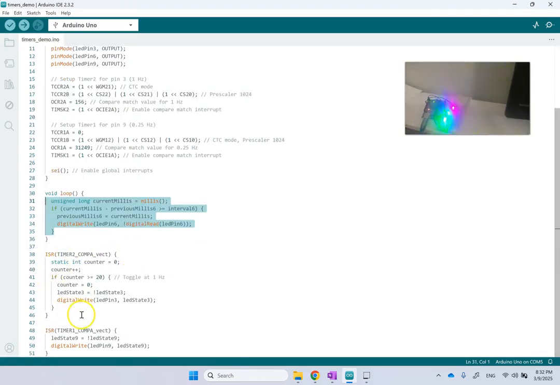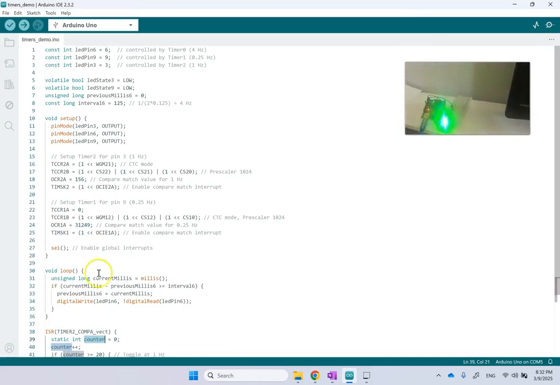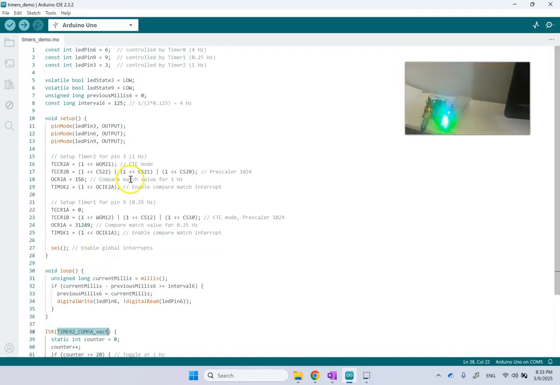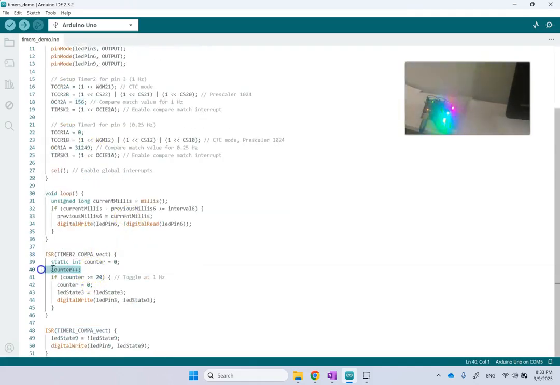And what are my interrupt routine functions? If timer 2 is activated, what does it do? So here what it does is it has this local counter variable, and each time that timer number 2 reaches the value of 156, this counter is going to go up. And when this counter reaches 20, it's going to be reset, and the LED state is going to be toggled. So here you're doing LED or pin toggling, basically.